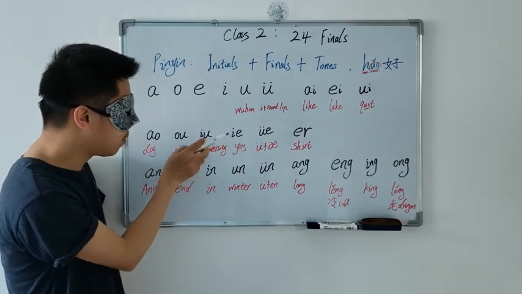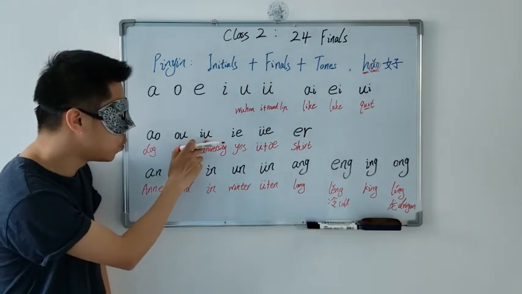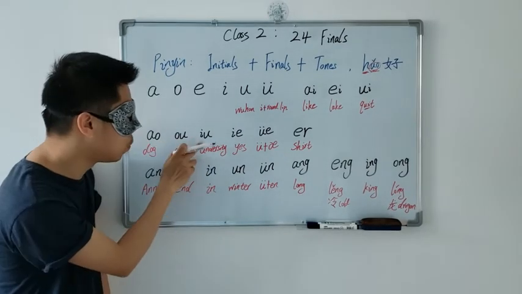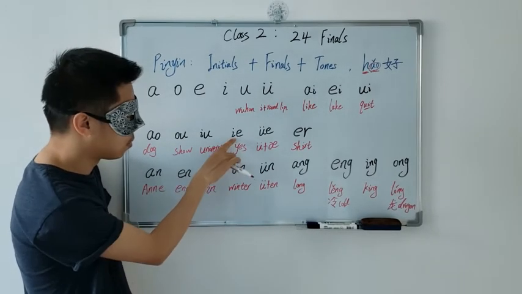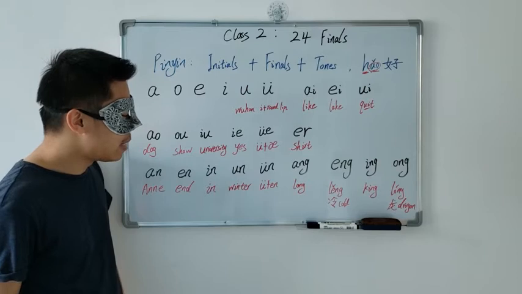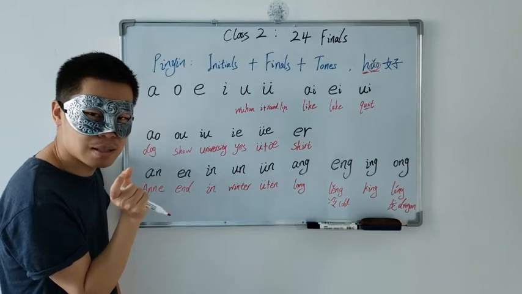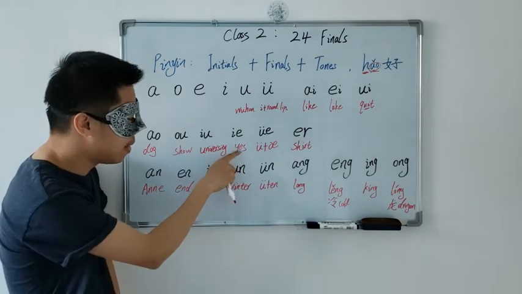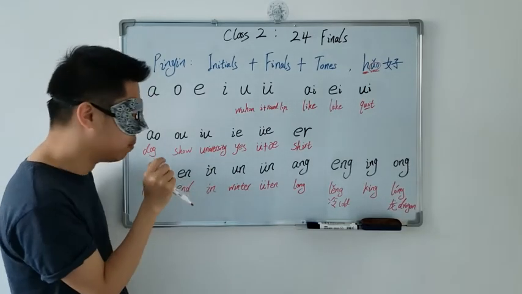Next one, this fixed final, it's pronounced like U, like university, U, like the English letter U, same pronunciation. Okay, the next one, it's pronounced like yeah, like yes, but you have to pronounce it slightly, not strong, like yeah, slightly. The next one, this is difficult.